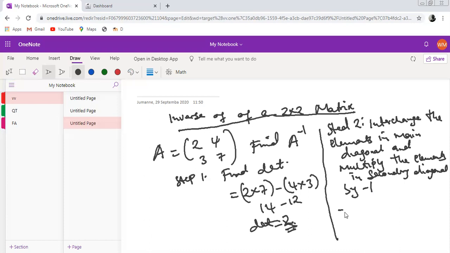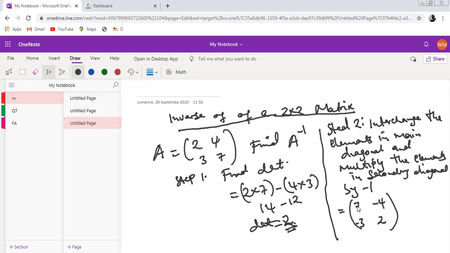In this case, what will happen? If we interchange these, we are going to have 7 coming there and 2 coming down here. They interchange position, and then the elements in the secondary diagonal, we multiply them by -1 to change their sign. Actually, 3 times -1 is going to be -3, and 4 times -1 is going to be -4. That is what we mean by this statement.